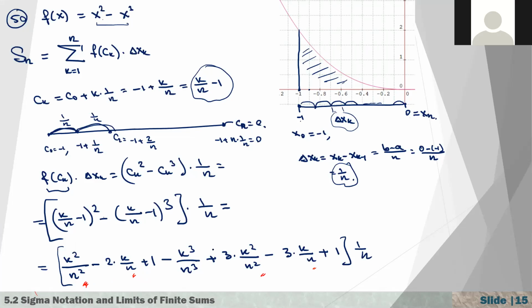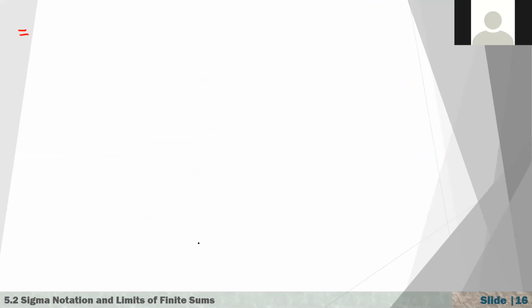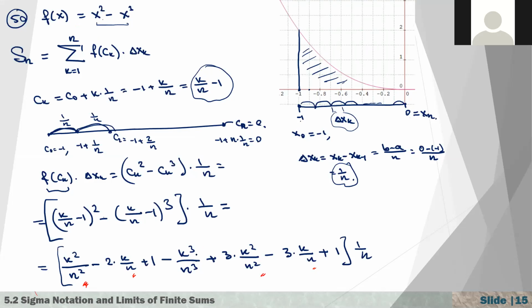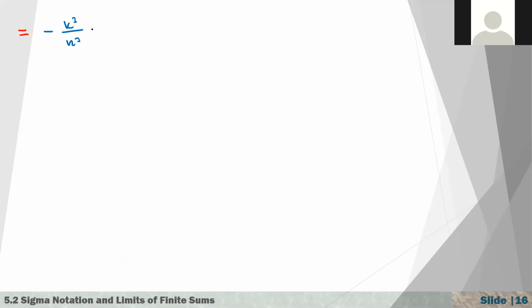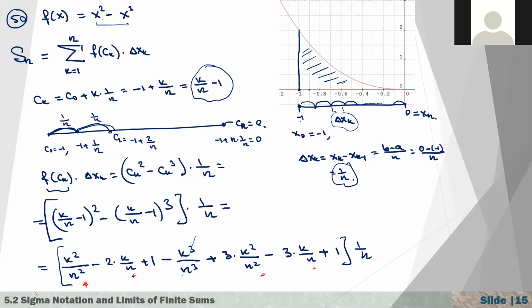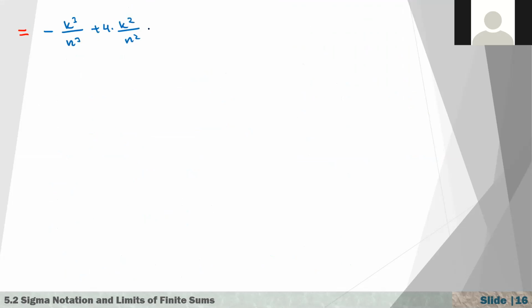Okay, first, what I have here is k cubed over n cubed, right? So first I have here minus k cubed over n cubed. And next one is, okay, this is gone, right? Now k squared. So here we have 4, right? That's equal to plus 4 times k squared over n squared. And after the k over n, here we have negative 2 and negative 3. So here we have 5 minus 5 times k over n.